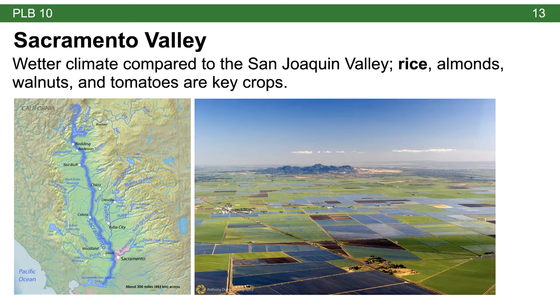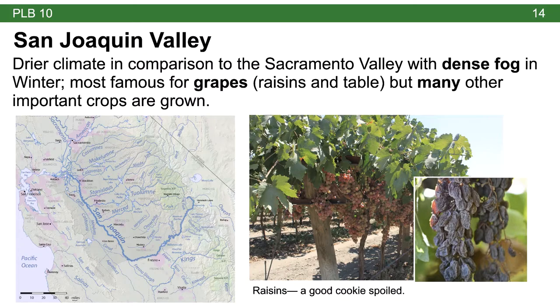The southern part of the valley is referred to as the San Joaquin Valley because it is defined by the San Joaquin River. This has a much drier climate in comparison to the Sacramento Valley, with dense fog in winter. It's most famous for grapes. This includes both table grapes and raisins, but also many other important crops.